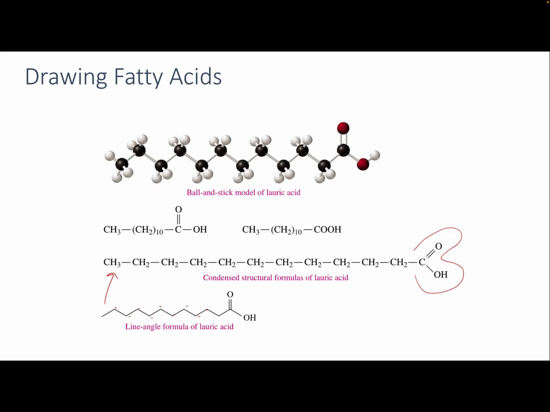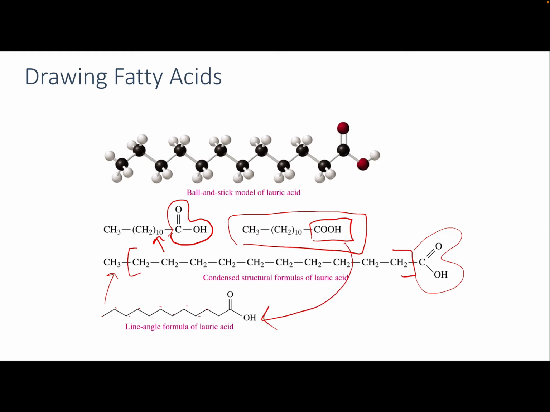You can condense that and just take all your CH2s. So here we would have 10 of them, and you could just put parentheses around it and say 10. And you can even condense the carboxylic acid functional group to be COOH. So the shortest way to write a fatty acid would be like this. We tend to show them like this. And of course the ball and stick model, so you can see everything.